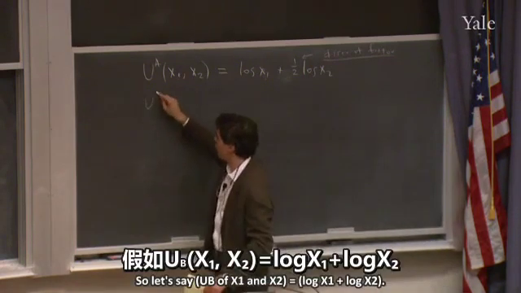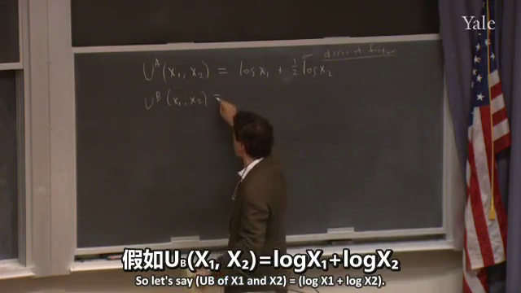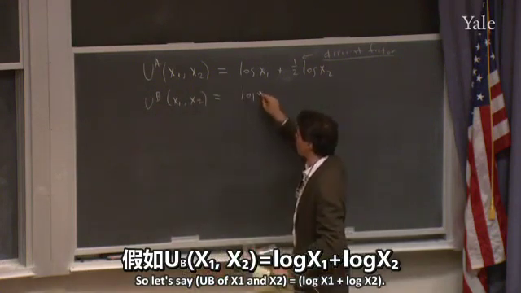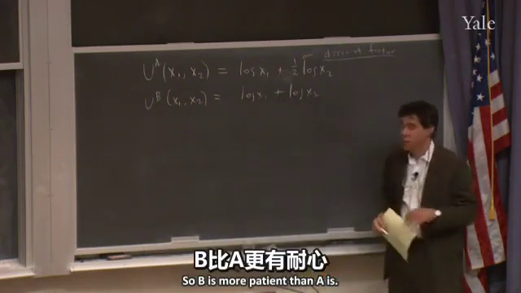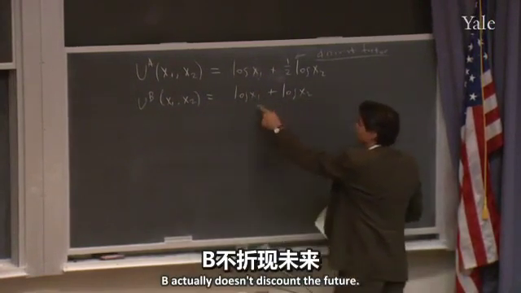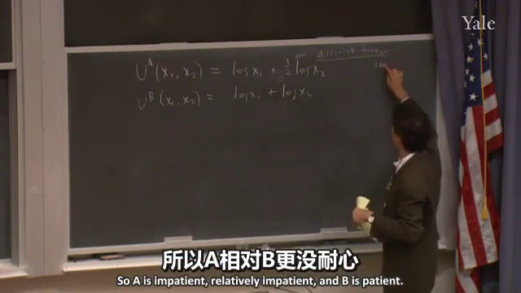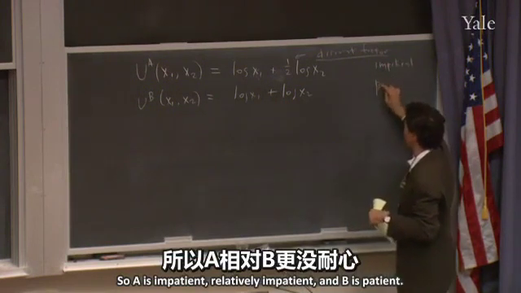So let's say UB of x1 and x2 is equal to log x1 plus log x2. So B is more patient than A is. B actually doesn't discount the future. A does discount the future. So A is impatient, relatively impatient, and B is patient.